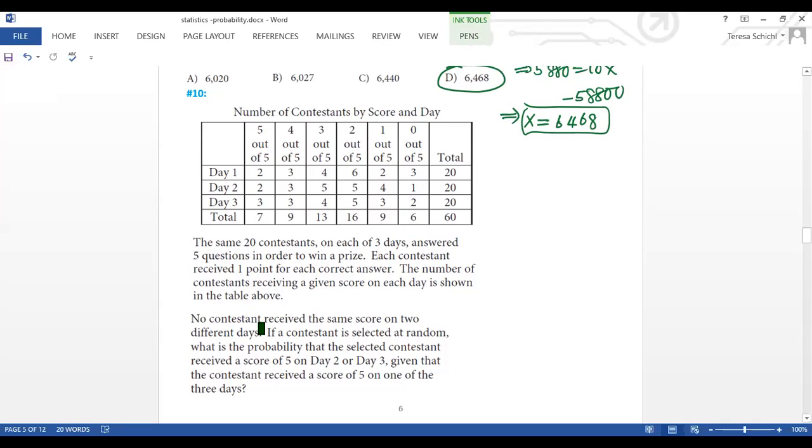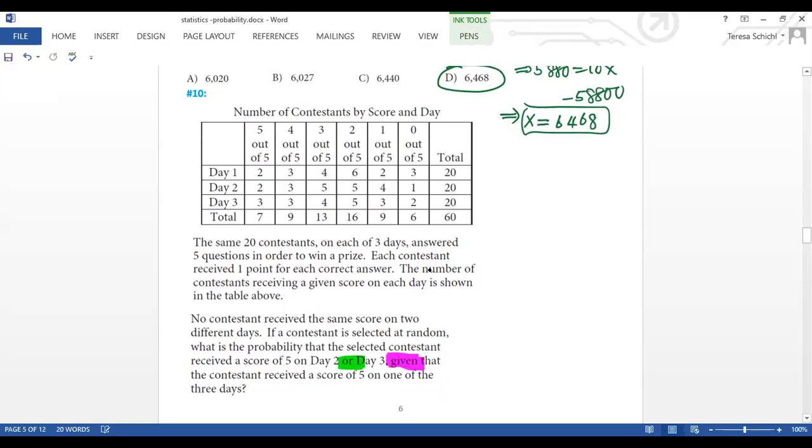So let's say no contestant received the same score on 2 different days. If a contestant is selected at random, what is the probability that the selected contestant receives a score of 5 on day 2 or on day 3? Whoa, that's the first keyword I see. Given that, but I got another keyword, right? And so we'll say that a contestant receives a score of 5 on one of the 3 days here.